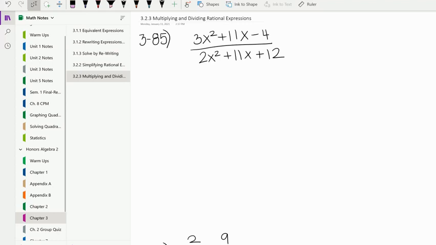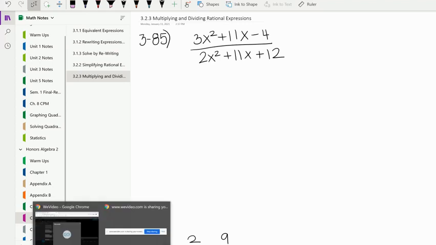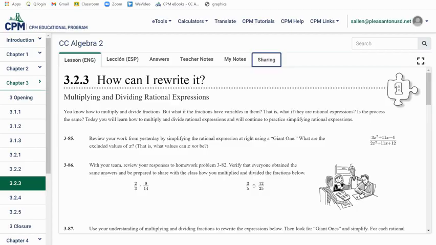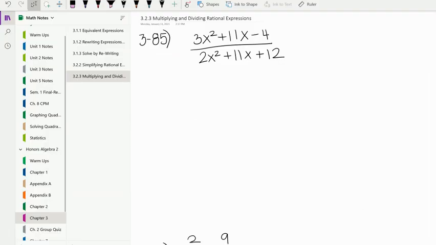So we'll start with 85, and 85 is talking about reviewing your work from yesterday by simplifying the rational expression at the right using a giant 1. And then we want to know what the excluded values for x are. So in other words, what can x not be? When we do this, the first step is to factor both parts.